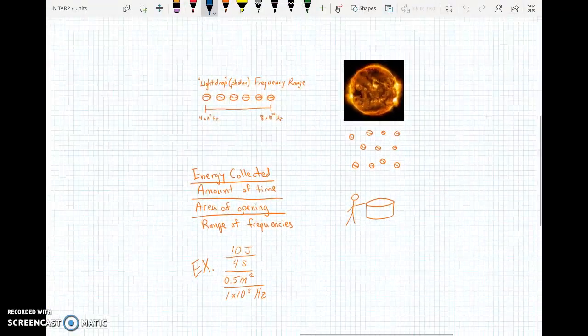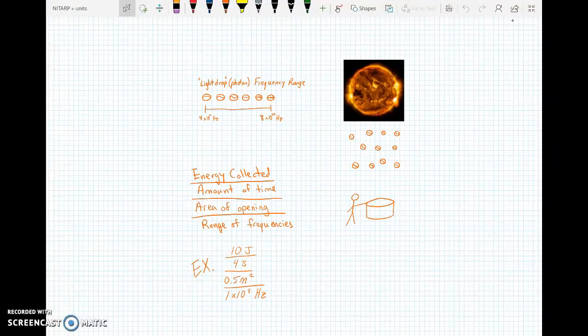All right, so now let's think about how that compares to a star. So here's a star, and these are like the raindrops. They're light drops, or we call them photons, and we'll say that they're pouring down into our bucket, and we're going to collect them and try and keep track of them just like the rain.